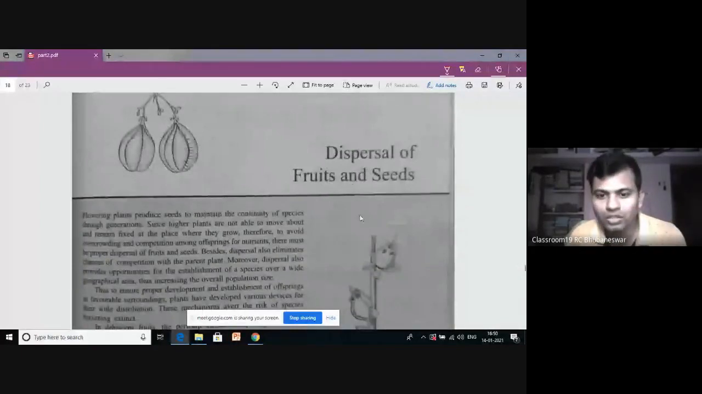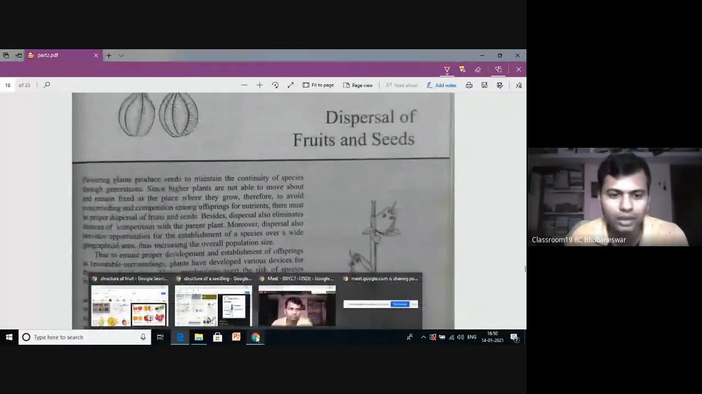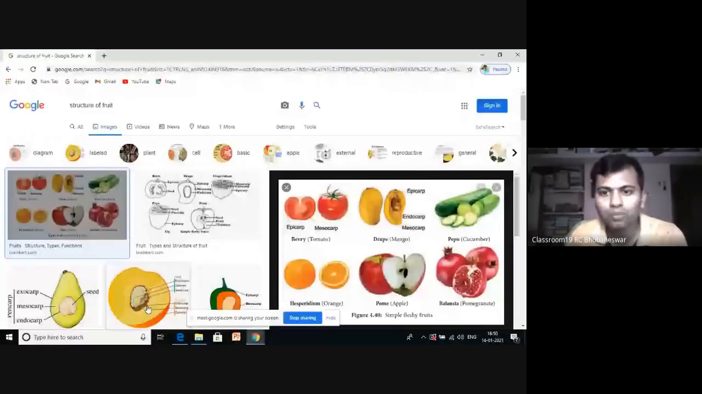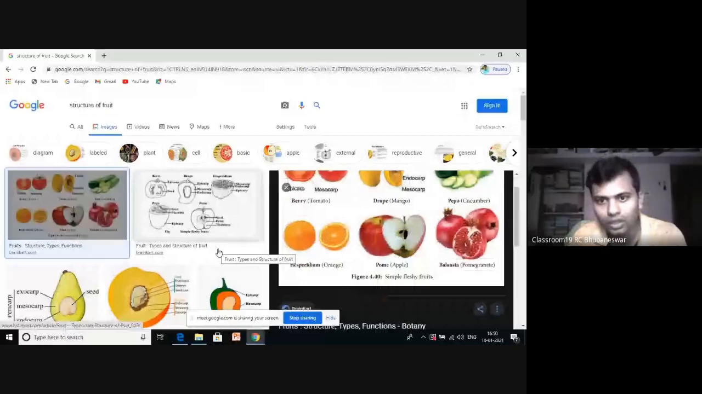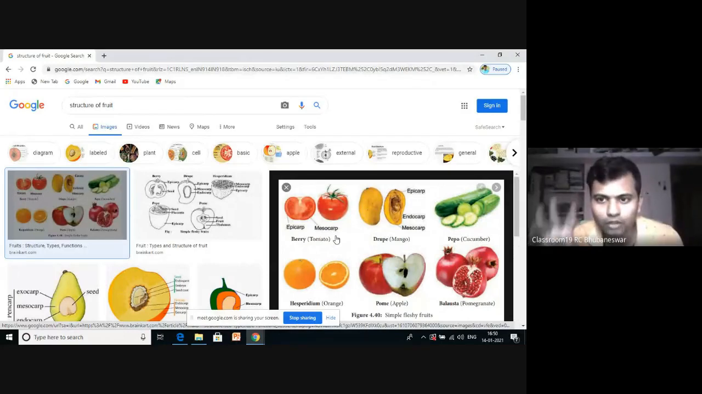Before we discuss the dispersal of fruit and seed, first we have to look at the structure of the fruit. This is the structure of the fruit, and the fruit is developed from the ovary. So the fruit is our matured ovary. Technically, the matured ovary is known as the fruit. The matured ovule is known as the seed. Got this point?